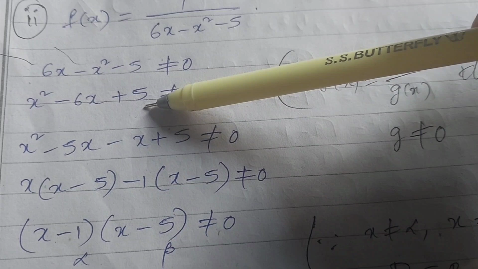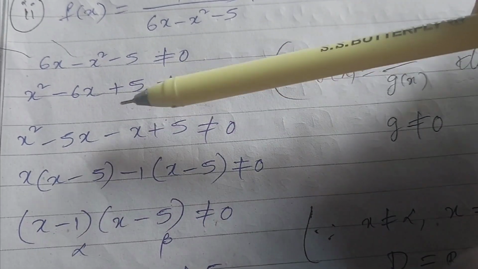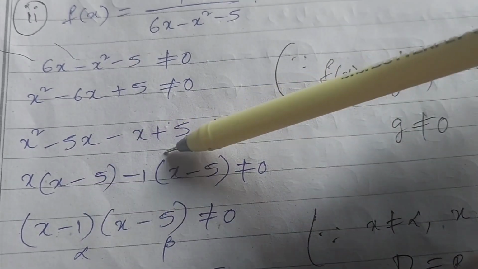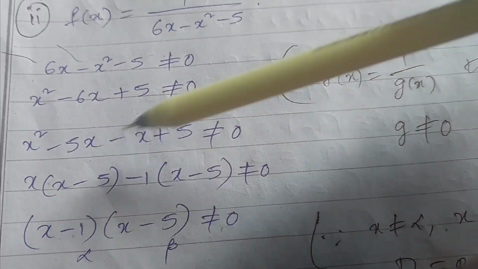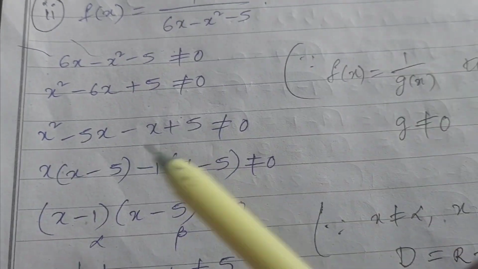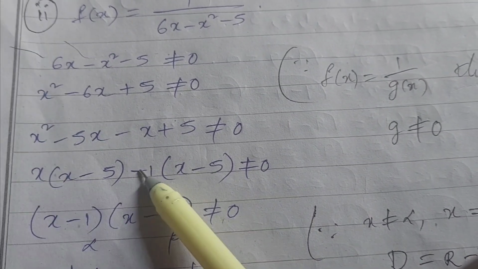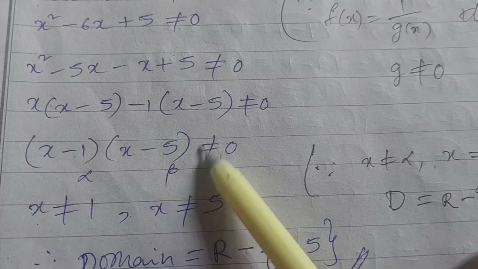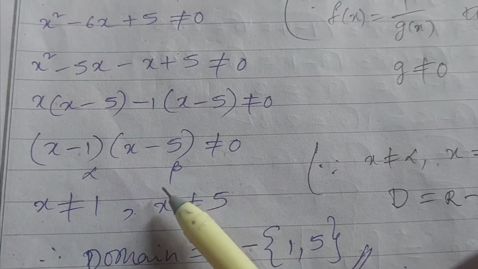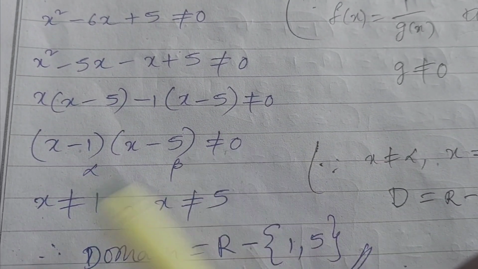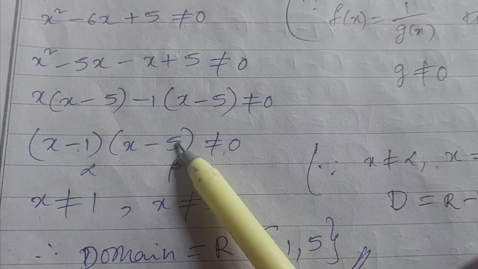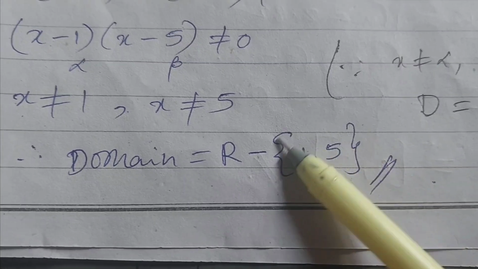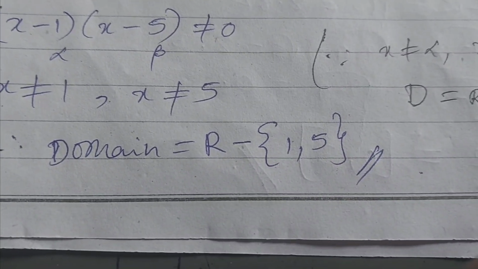Now factorization. 5 factors are 1 and 5, 1 times 5 is 5, and 1 plus 5 is 6 addition. So minus 6 we can write as minus 5 minus 1. So taking x common, taking minus 1 common, again taking x minus 5, left over x minus 1. So now smaller value alpha is 1, beta value is 5, and here it is not compulsory to take alpha beta. Here not equal to 0 means x is not equal to 1, x is not equal to 5. So the domain means all the real numbers except 1 comma 5.